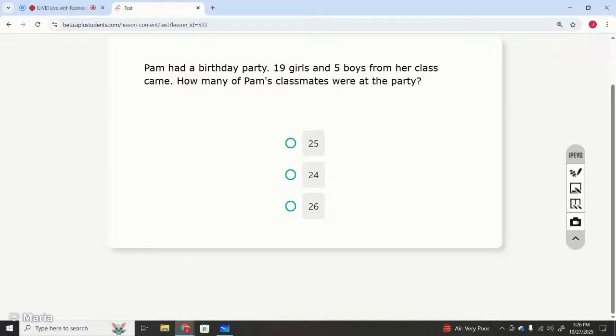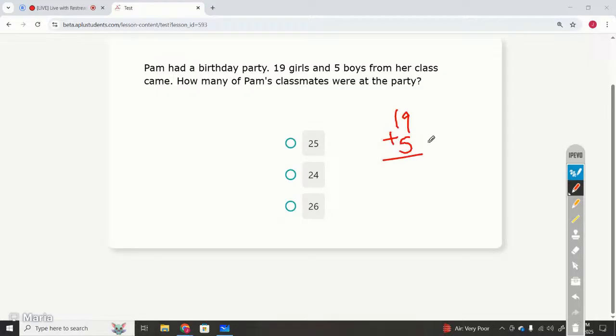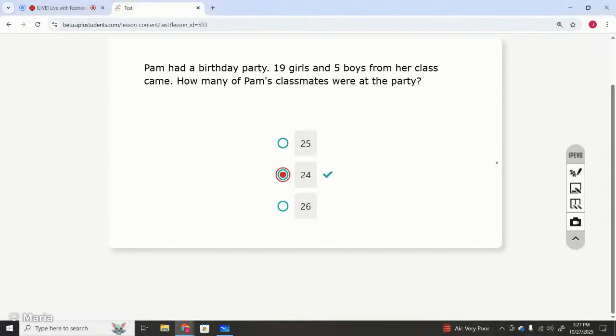Pam had a birthday party. 19 girls and 5 boys from her class came. How many of Pam's classmates were at the party? That is 19 plus 5. So 19, 20, 21, 22, 23, 24. The correct option is 24. Option number 2 is the correct option, that is 24.